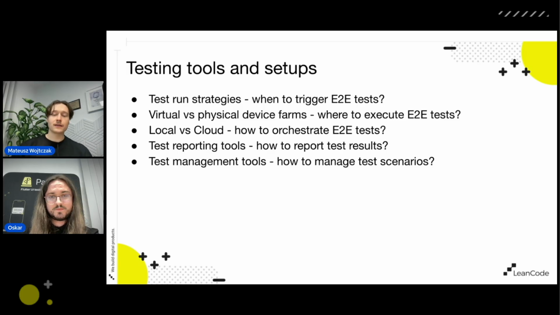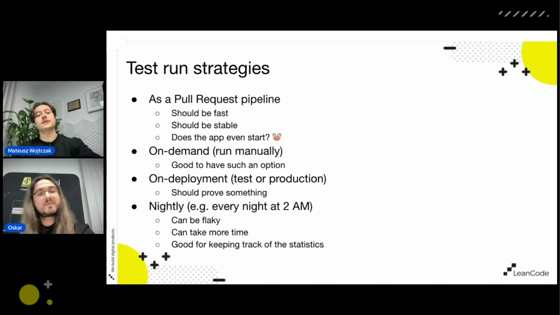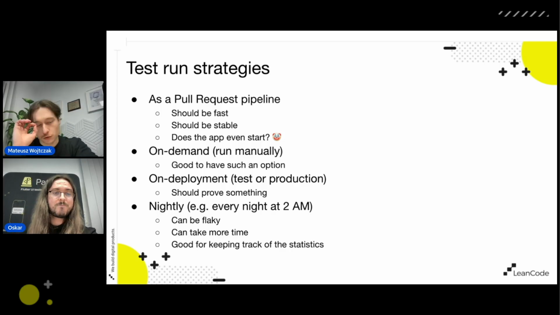So now we can finally take advantage of that, and let's see what we can do. So first, test run strategies, when to run your end-to-end tests. First, you can run it as a PR pipeline. PR means pull request. So if you would like to run it on every PR, what should they be?